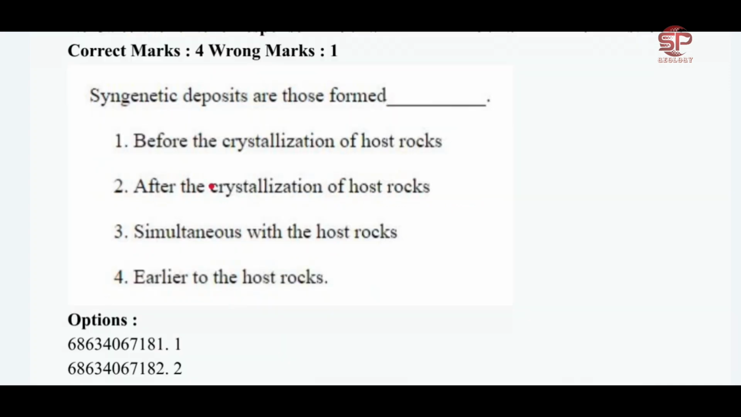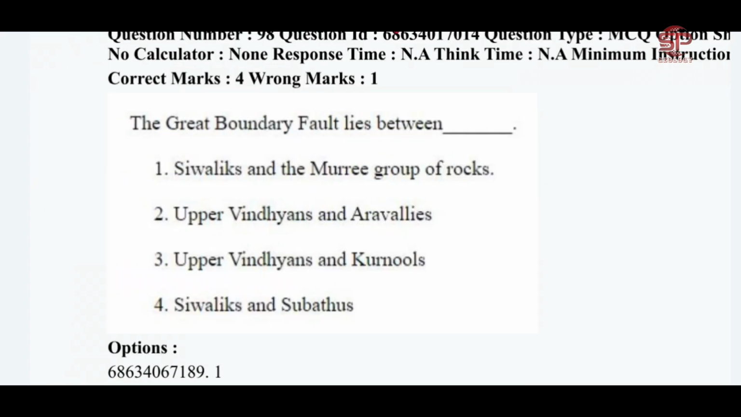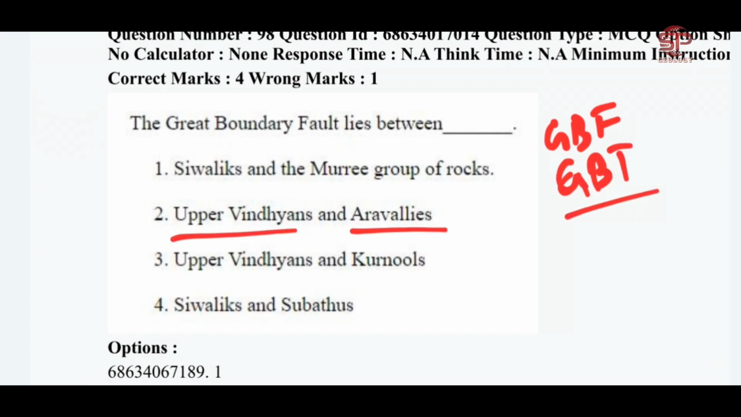Syngenetic deposits are formed by syngenetic deposition, which is produced at the time of rock formation, simultaneously with the host rock. Then epigenetic is produced after the crystallization of the host rock. The answer will be 3. The Great Boundary Fault, GBF, is in between Vindhyan and Aravalli. Or you can say it is in between Bundelkhand and Aravalli.